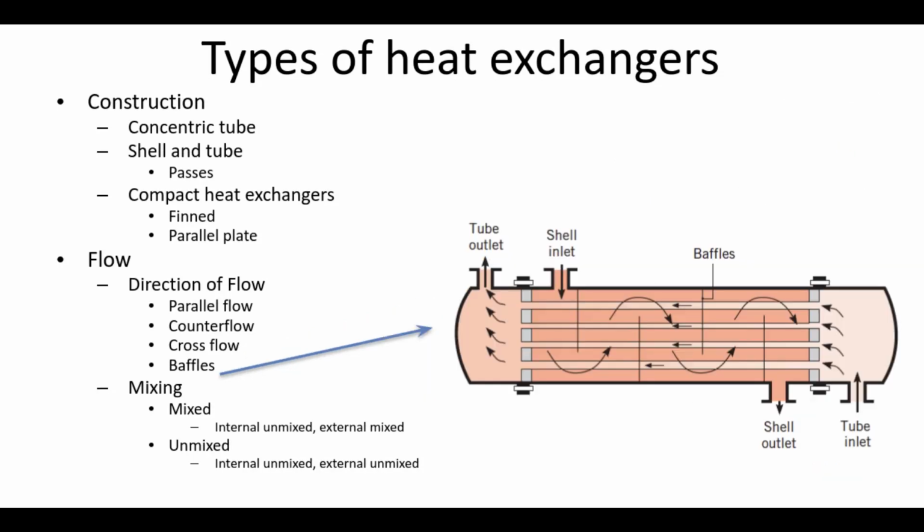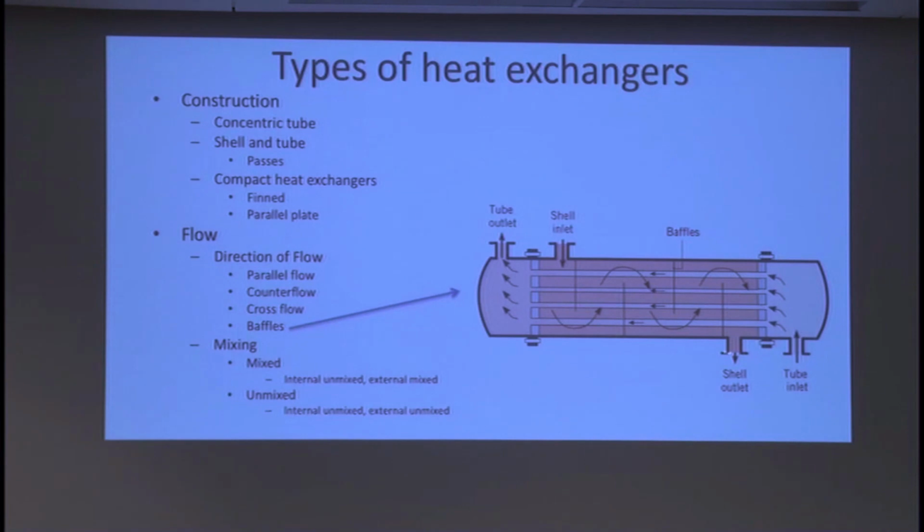All right? So these are types of flows. Here we have the baffles, right? And here, as the flow goes here, you see the flow would be mixed between left and right as it goes around this bank of tubes. And here, left and right mixed as it goes through this other bank of tubes. Right?